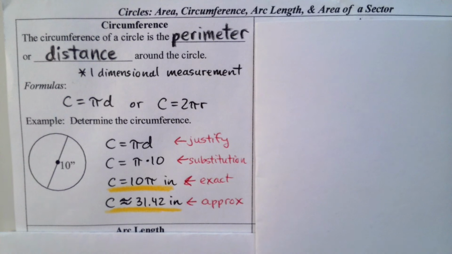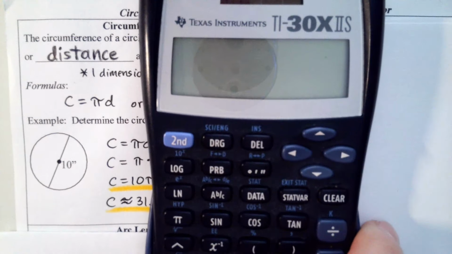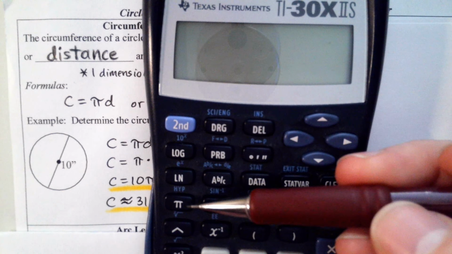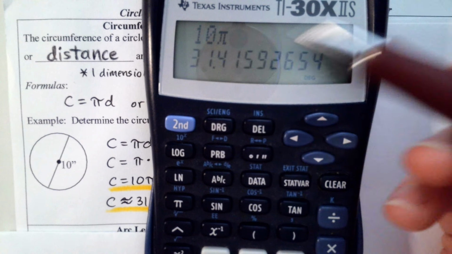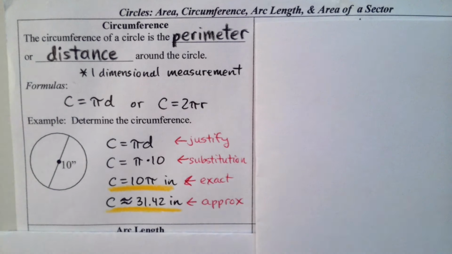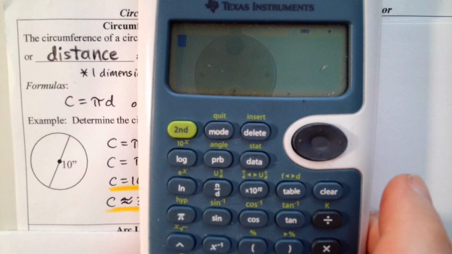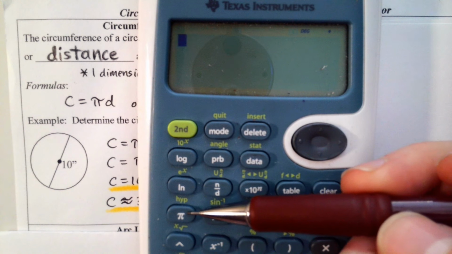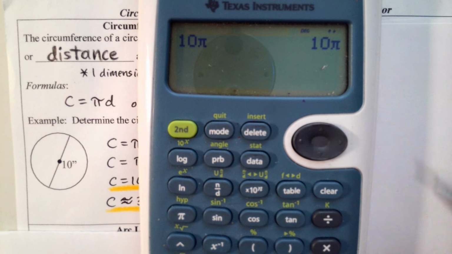Now a lot of calculators have pi nearby, so for example on this TI-30, pi is right here on the side. So you would just type in 10, and then pi, and then hit enter, and then it will approximate the answer for you. I believe Casio has that as well. If you type in 10 pi, it may give it to you exactly, so make sure you hit the approximate button.